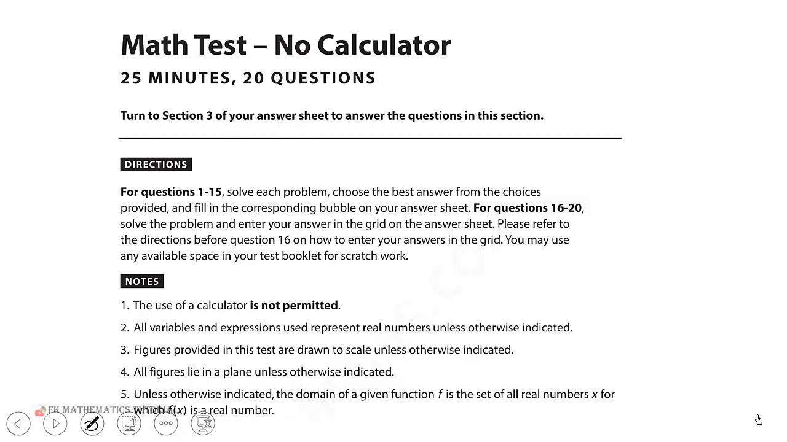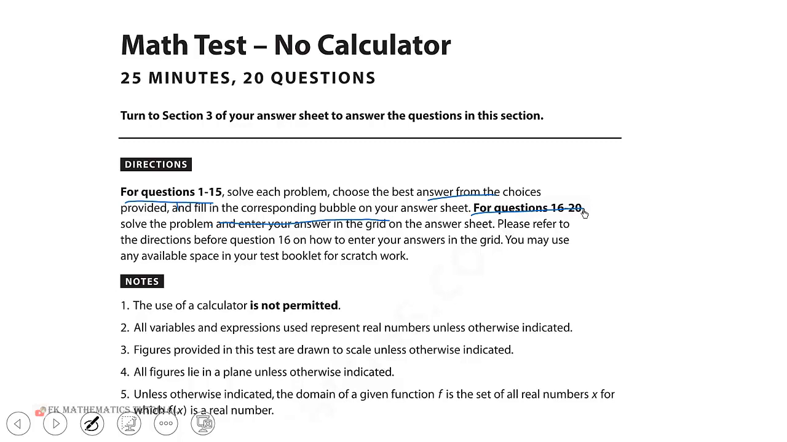Welcome. So we have the 2023 March US SAT math test. No calculator, 20 questions, and there are a few directions here. For questions 1 through 15, we are going to solve each problem and choose the best answer, and then we fill in the corresponding bubble on your answer sheet. Then for questions 16 to 20, you solve the problem and enter your answer in the grid on the answer sheet. Then we have a few notes here.